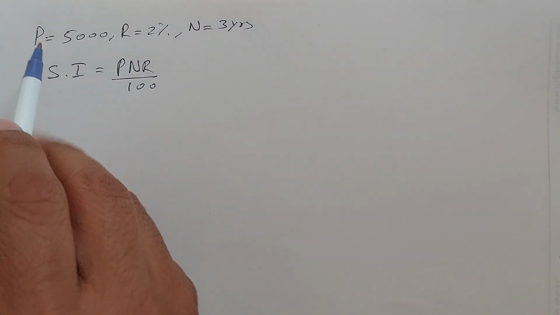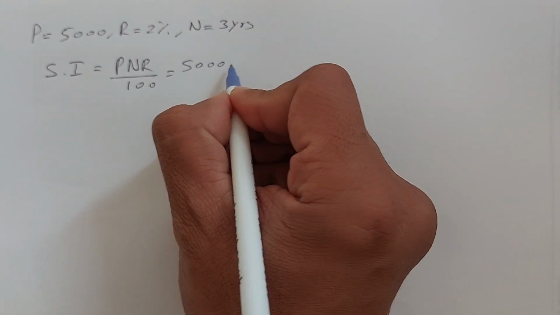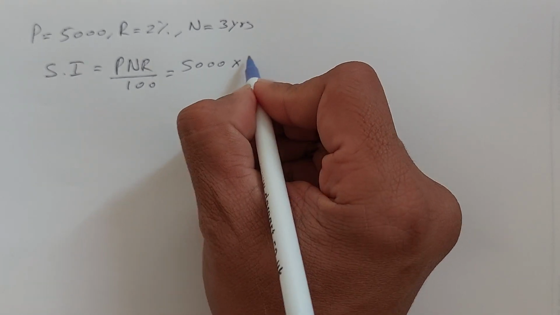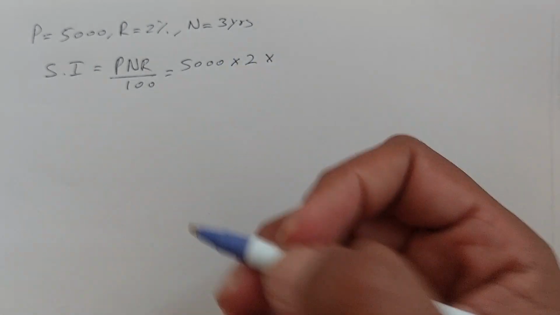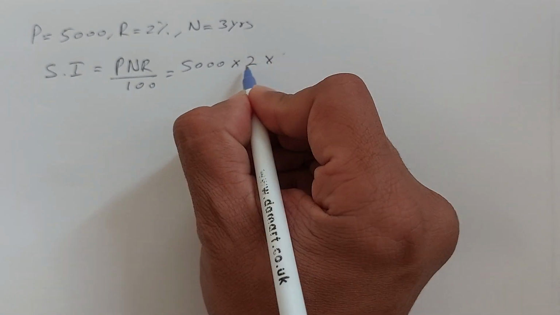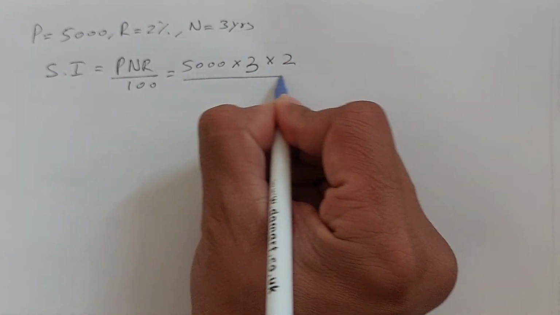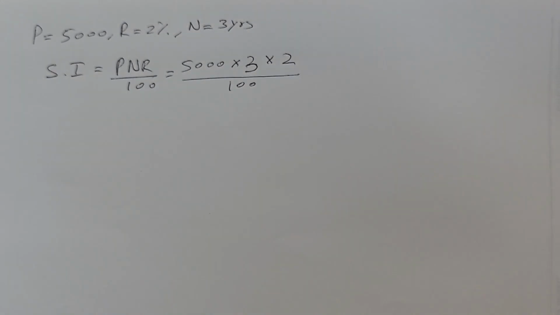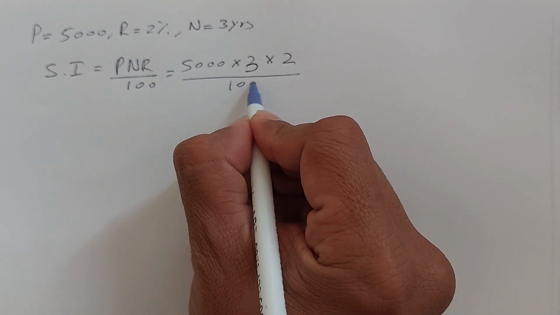Now, what is PNR? Principal value, the amount you are investing in, the rate of interest you're getting from your bank or building society, and the number of years you're investing it for. Sorry, this is N, number of years, and rate R over 100. That's it. This is how we substitute in the formula to calculate the simple interest value. Now, if you have zeros, just cancel the zeros.